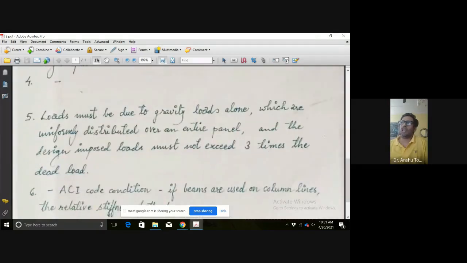Loads must be due to gravity loads alone, which are uniformly distributed over an entire panel. This is a very important point. And the design imposed loads must not exceed 3 times the dead load.